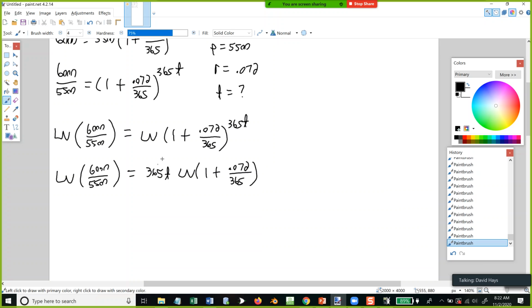And then our last step is to solve for the variable. In this case, it's t. Now there's a 365 in front of it. So to get rid of that 365, we'll divide both sides by 365. Now after the t, we have natural log of 1 plus 0.072 divided by 365. I don't know what that's equal to, but if I plug that in my calculator, that'll just give me a number. Just like how we get rid of the 365 here, to get rid of this, we divide both sides by that number.